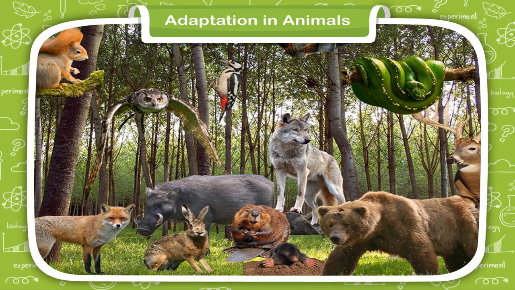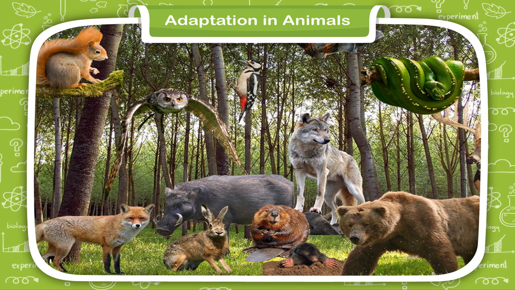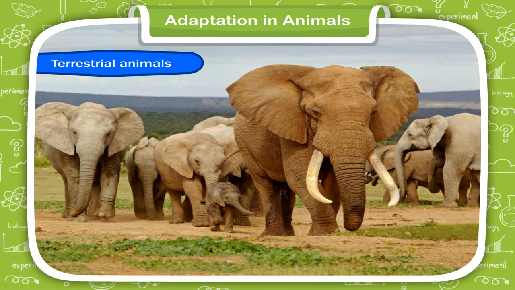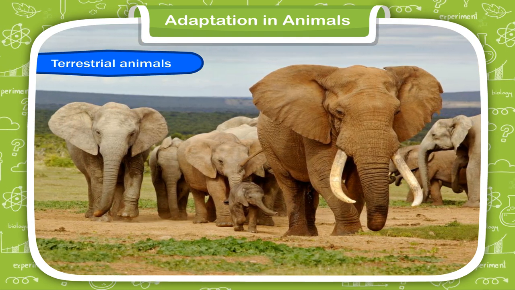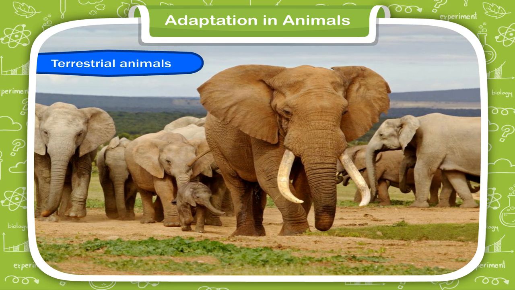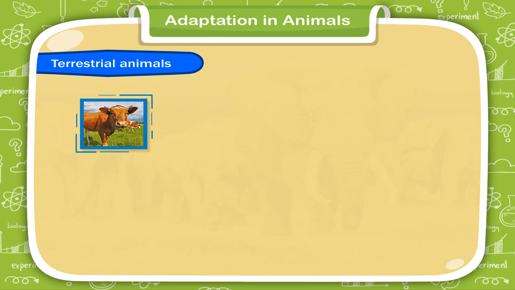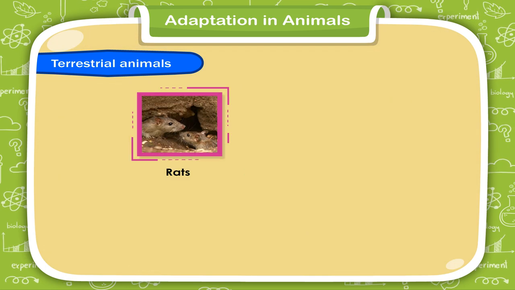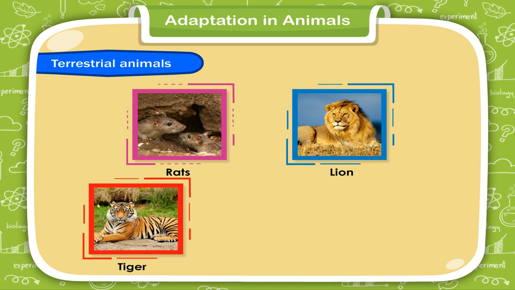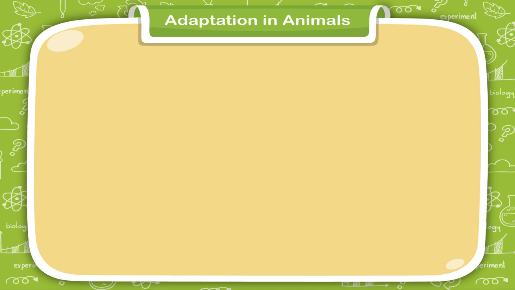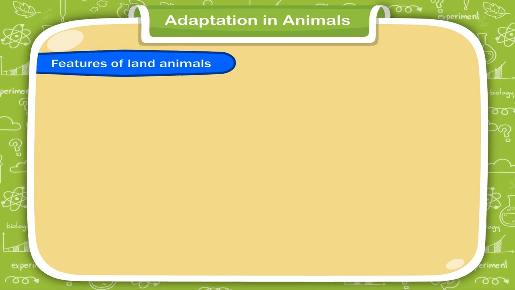Animals are categorized into different groups according to their habitats. Terrestrial animals. Animals that live on land are called terrestrial animals. Their body organs help them to live on land. Cows, dogs, camels, goats, elephants, rats, lions, tigers, lizards, etc. are terrestrial animals.